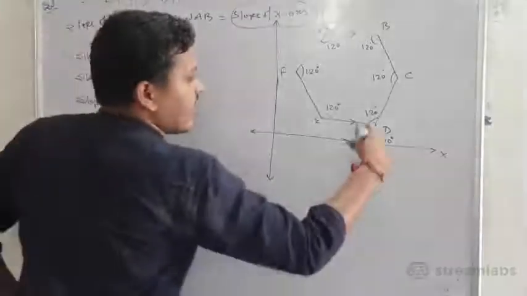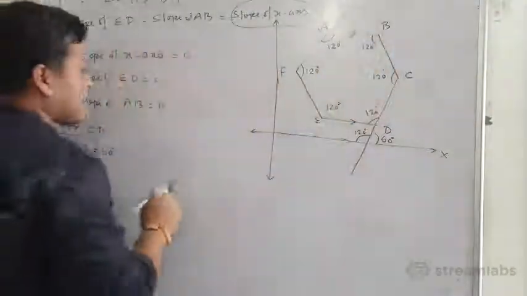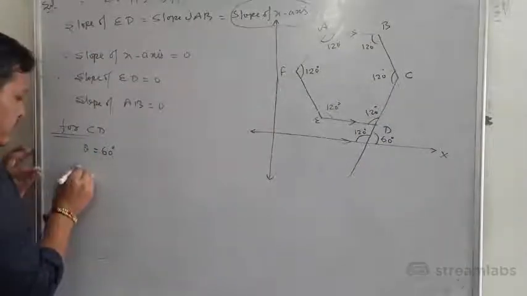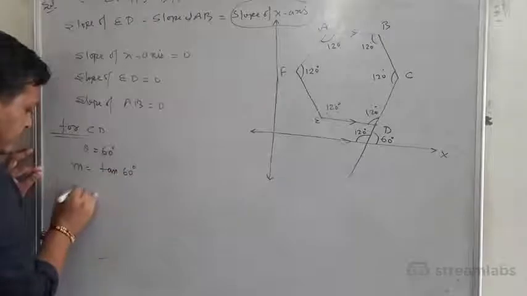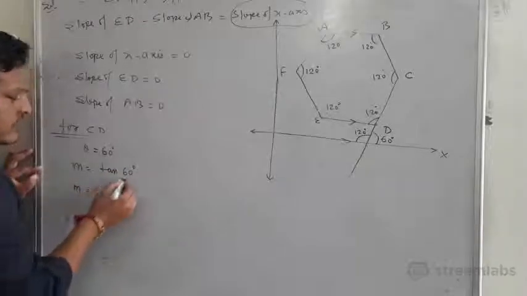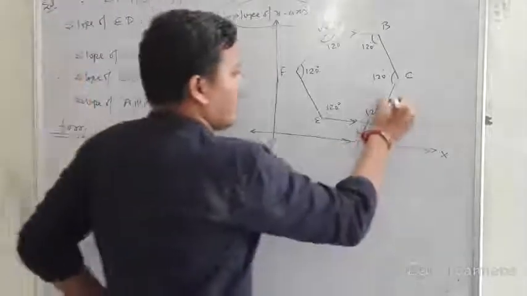And theta is on the right-hand side, meaning in the direction of the positive x-axis, so it will be positive. So m is equal to tan 60 degrees. Tell me, sir, what is the value of tan 60? Tan 60 is √3. So this is the slope for CD.